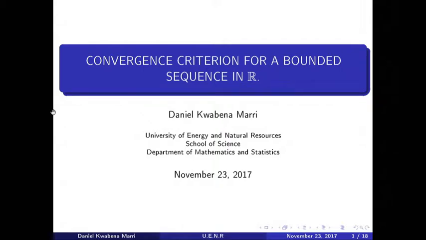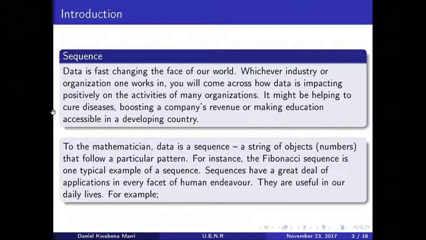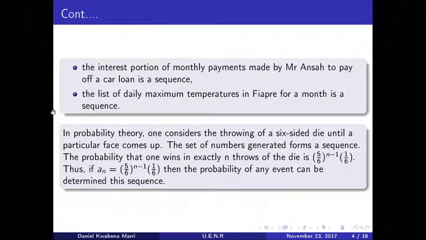Good morning. My name is Daniel Marian, and I'm presenting on the topic convergence criterion for a bounded sequence in R. When you talk about sequences, you know that data is fast changing the face of the world, and whichever industry or company you find yourself in, data is positively impacting the activities of that organization. To a mathematician, data is a sequence, that is, a string of numbers or objects that follows a particular pattern. They are very useful in our everyday lives. For example, the interest portion that we take from loans.